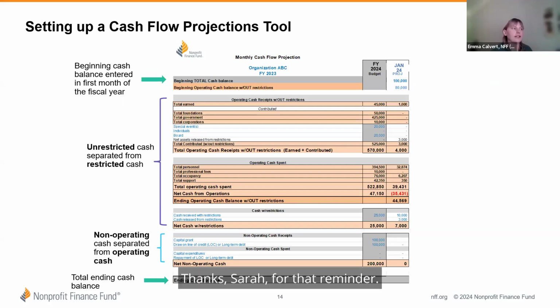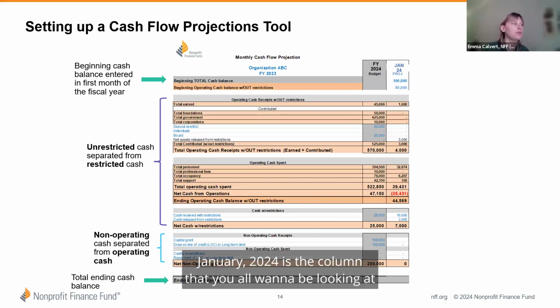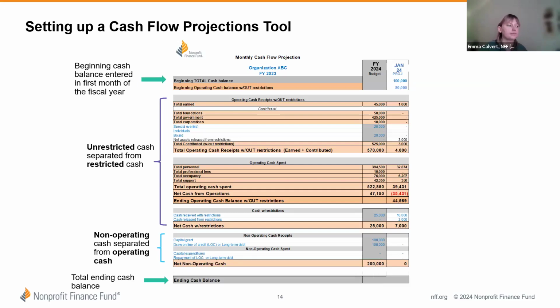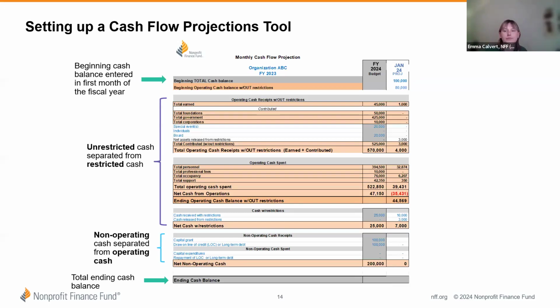Thanks, Sarah, for that reminder. Yeah, the first column is the budget in gray. January 2024 is the column that you all want to be looking at for finding the ending cash balance.